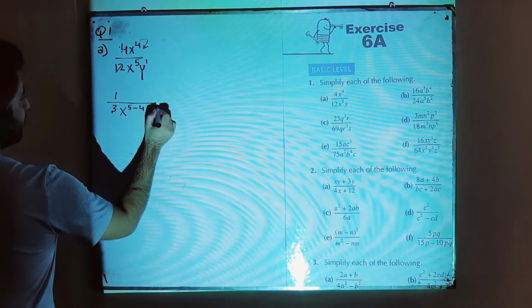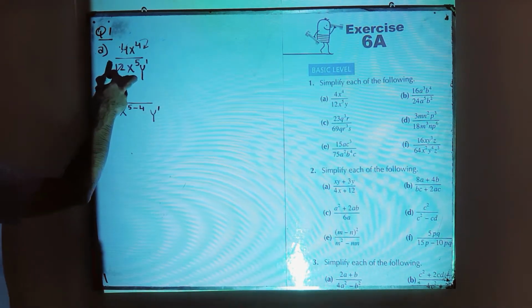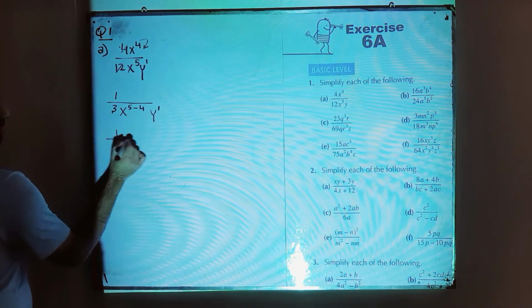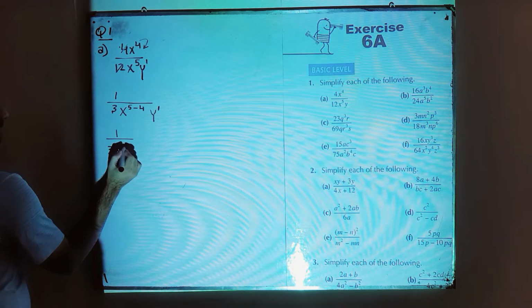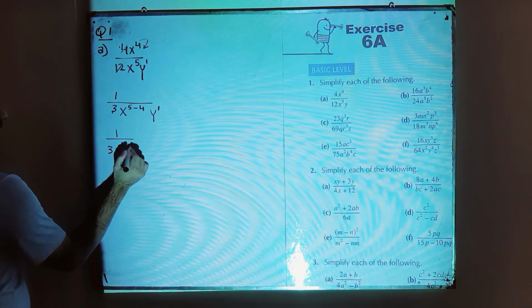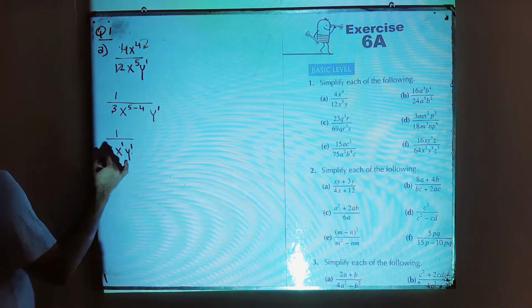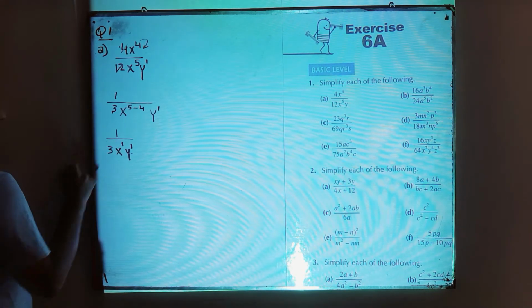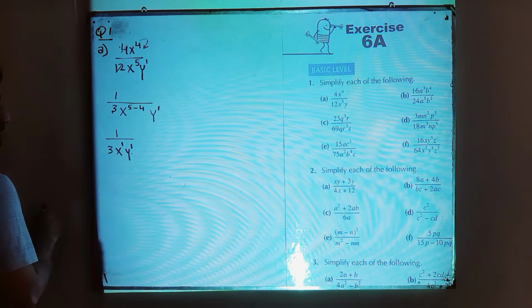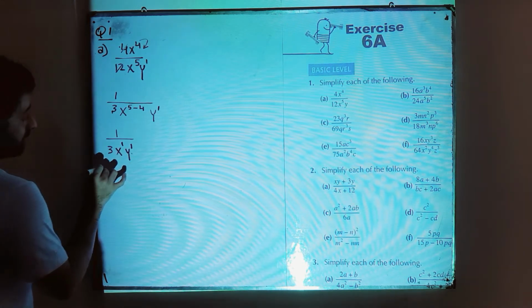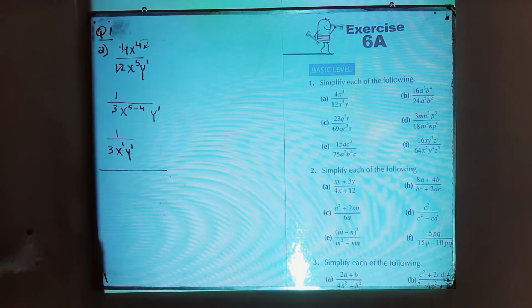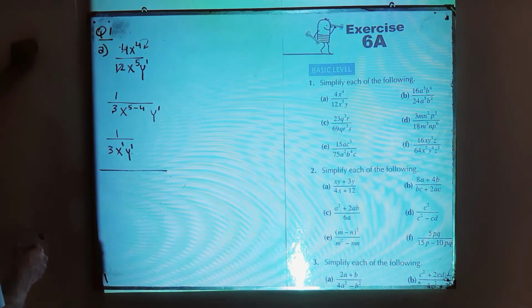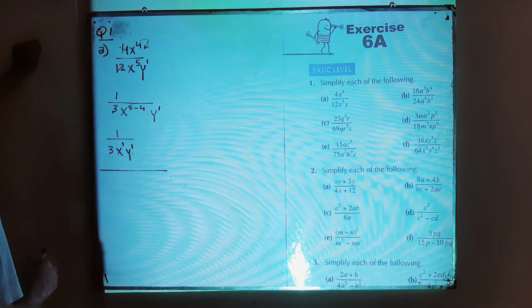And then y power 1, we have only one term of y, we don't have any other term. So the simplified answer will be 1 over 3 x power 1 y power 1. So this is in positive index, meaning the powers of x and y are both positive. If the question demands you to write your answer in negative indices, then you are going to shift x and y to the numerator. Anyhow, this is the simplified form of this.